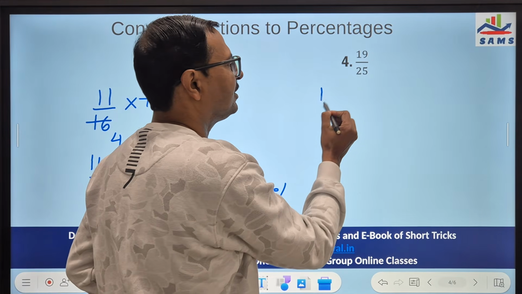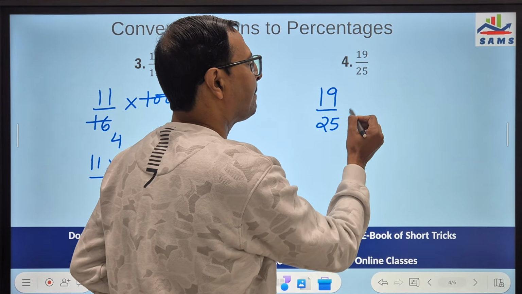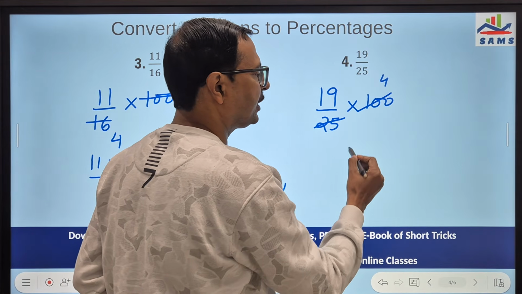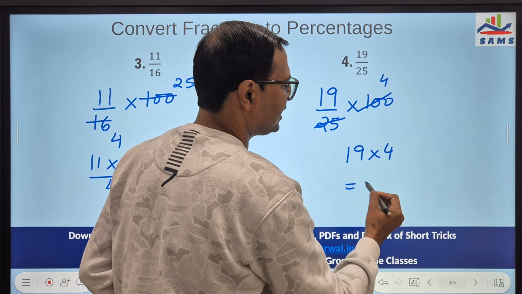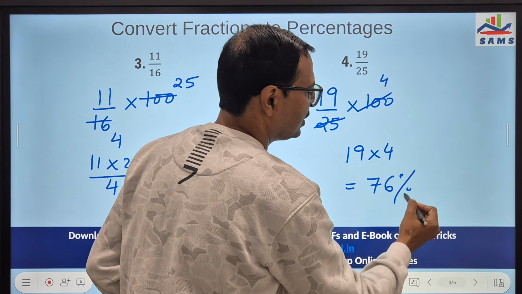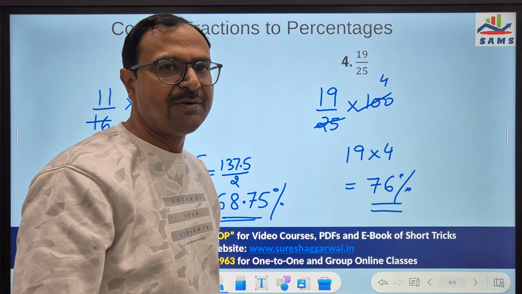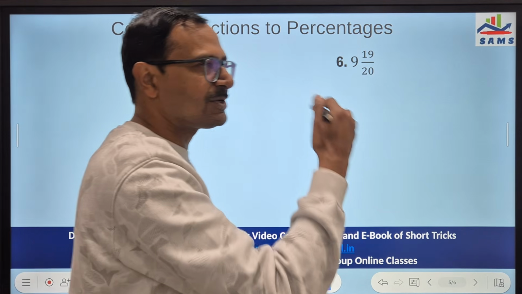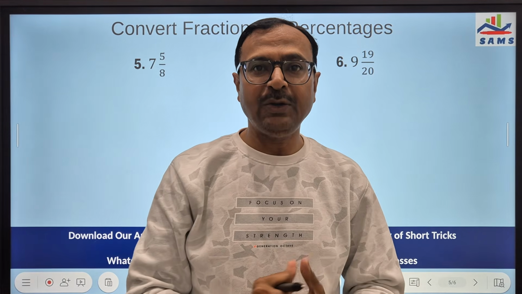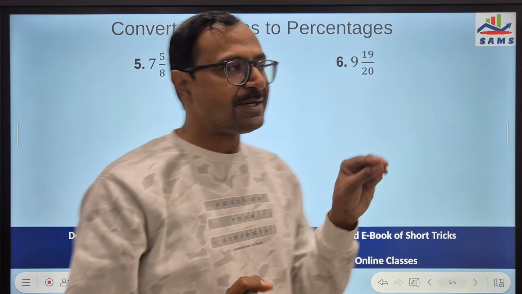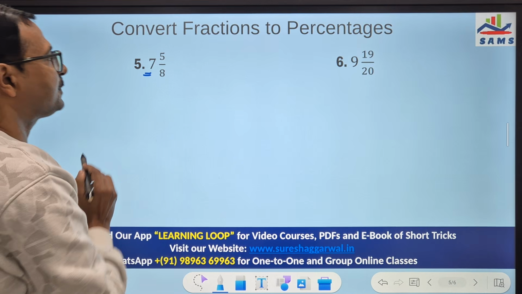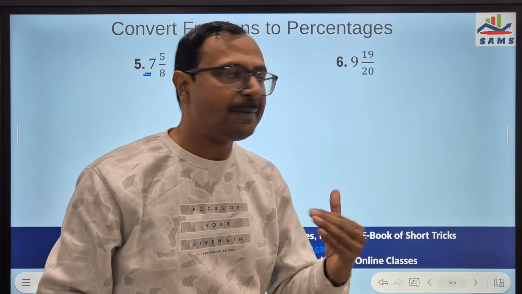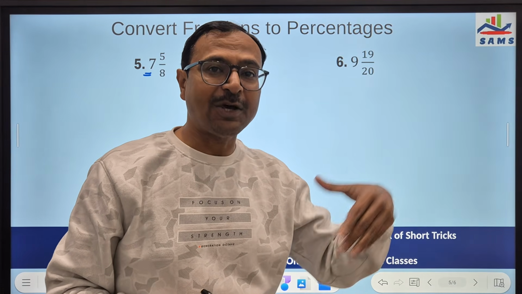Another proper fraction here, relatively easy, because 25 actually divides 100 exactly. So 25 cancels 100 exactly 4 times, and 19 into 4, which is 76, gives me the percentage of 19 upon 25. Likewise, if you have 2 more questions here in the form of mixed numbers, I told you the whole number part will tell you the lower limit of the percentage. Here we have 7. So this percentage is going to be more than 700 and less than 800. More than 900, less than 1000%.